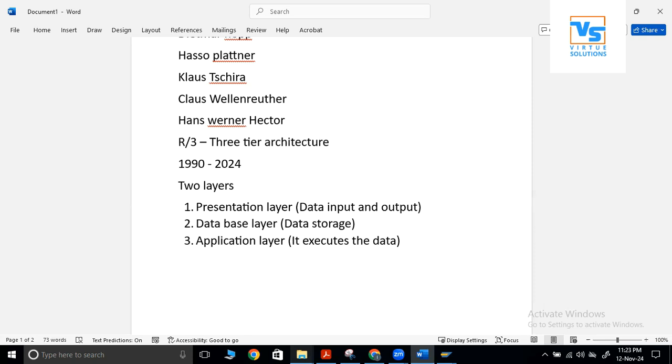So a major upgrade happened in 2004. Sorry, I have written it wrongly here. It is not 2024, it is just 2004. Somewhere in the middle of 2004, it was changed again from R3 to MySAP.